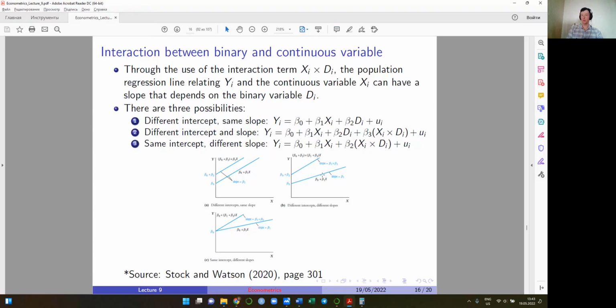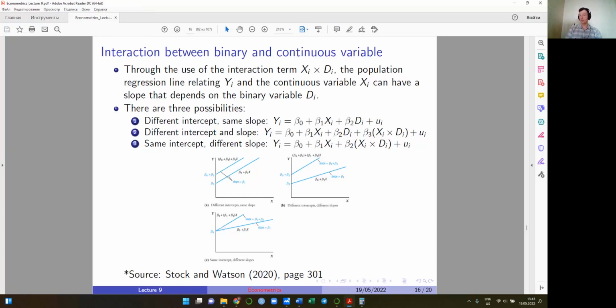The slope for the first line, where d is 0, we will get this formula: beta 0 plus beta 1x. And for the second line we will get this formula. So intercept is beta 0 plus beta 2, and the slope is beta 1 plus beta 3. So you see that for one group the effect is stronger, and for the other group the effect is weaker.